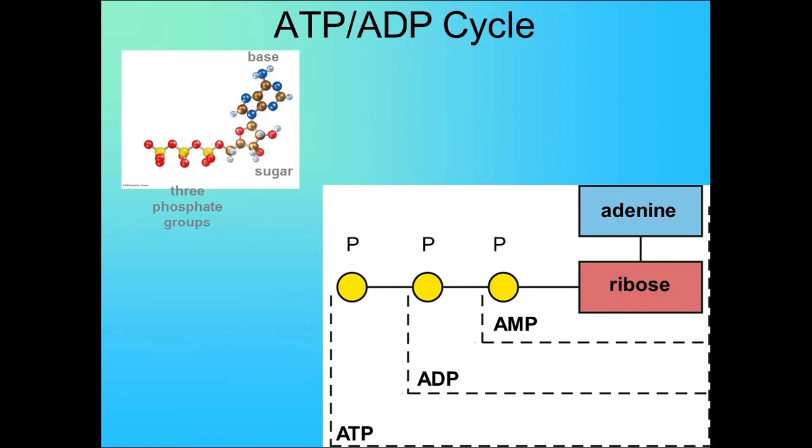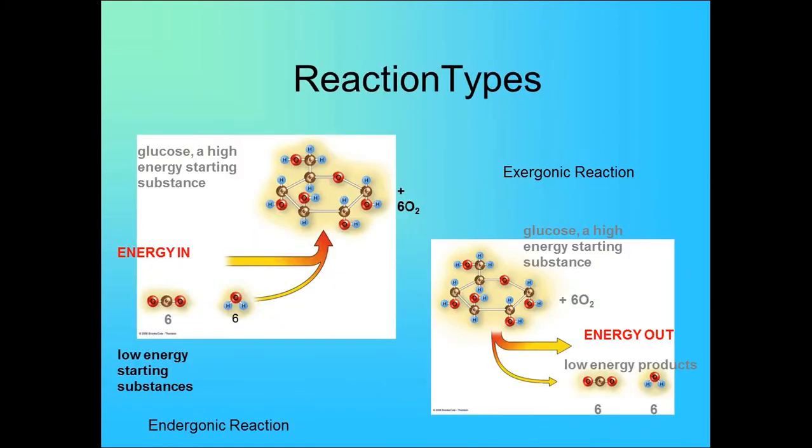Energy within the cell is created and released through the ATP-ADP cycle. Adenine triphosphate, ATP, is the cellular energy molecule. ADP, adenine diphosphate, is the molecule that's created when that energy is used. So what we're doing is we're adding a phosphate, taking a phosphate off when we create energy and when we use energy. There are two types of energy-related reactions.